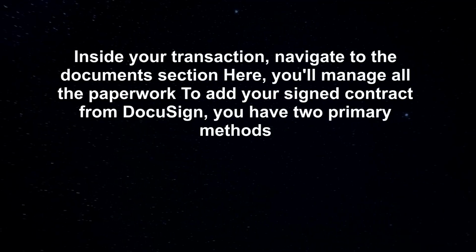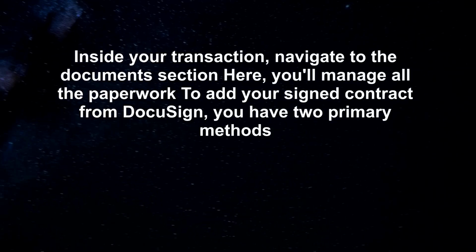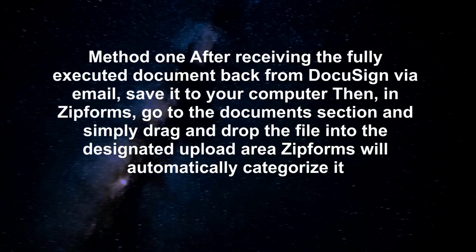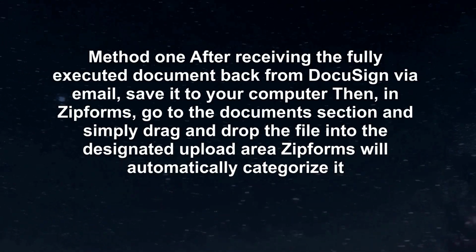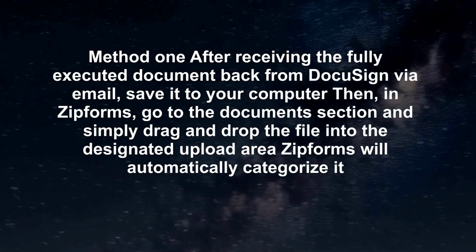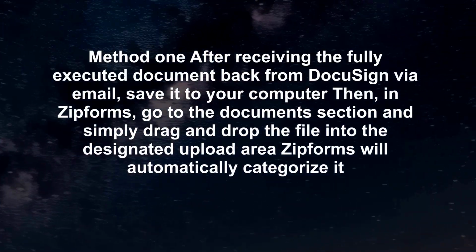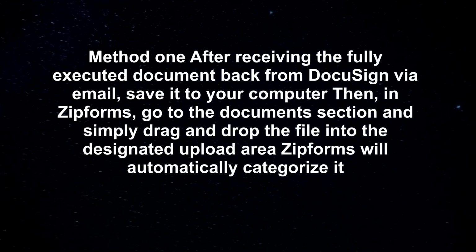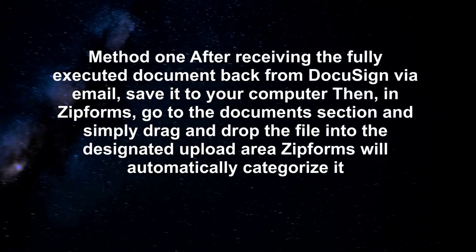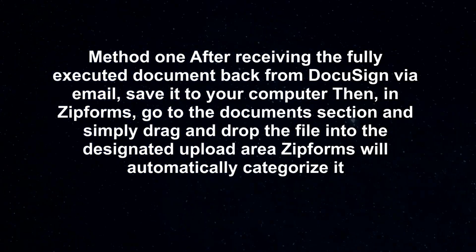To add your signed contract from DocuSign, you have two primary methods. Method 1, after receiving the fully executed document back from DocuSign via email, save it to your computer. Then, in Zipforms, go to the Documents section and simply drag and drop the file into the designated upload area. Zipforms will automatically categorize it.